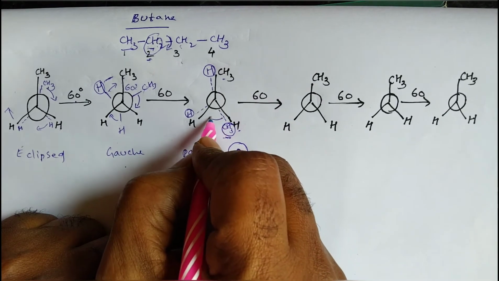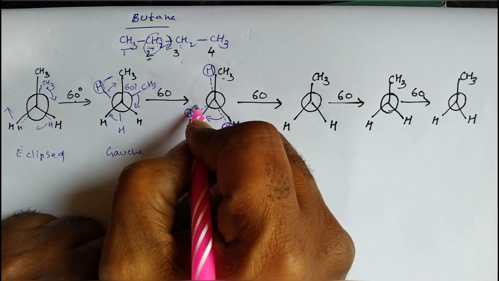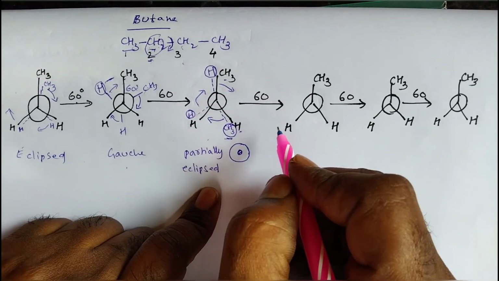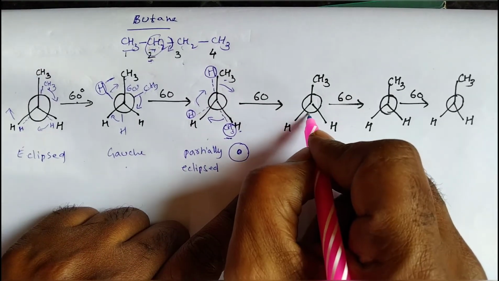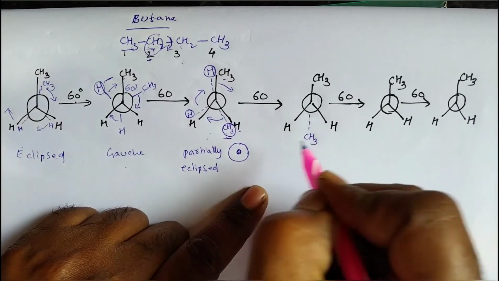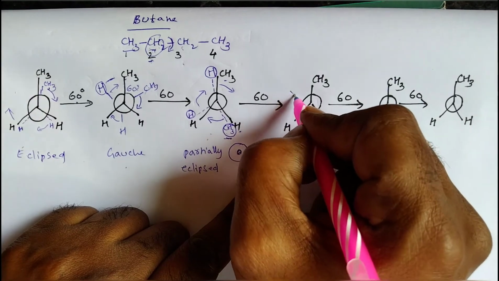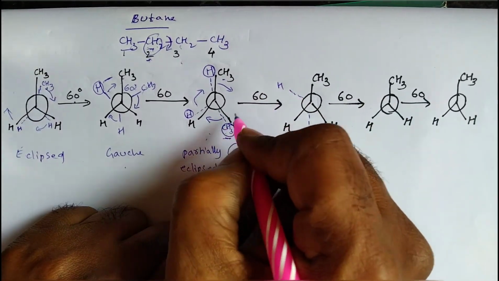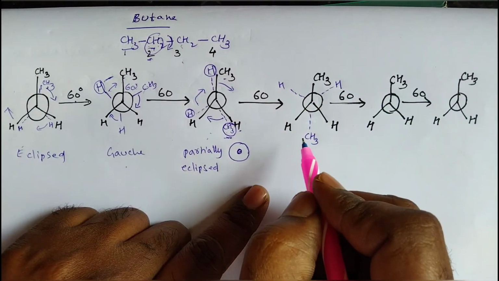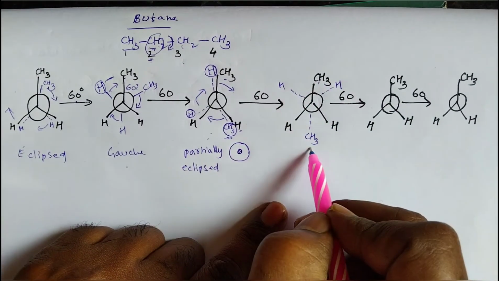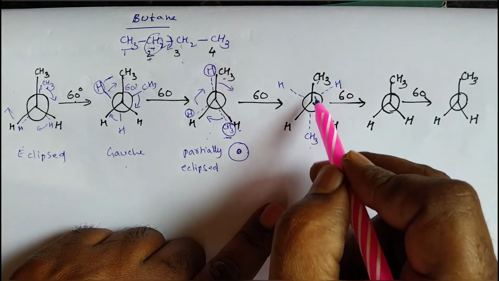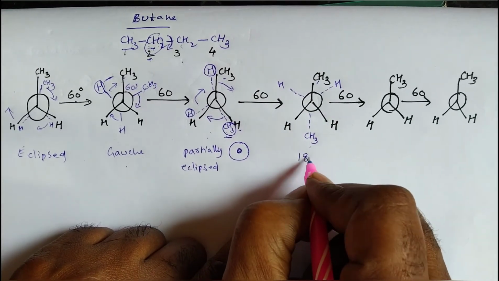When you do the 60 degree rotation again, this will come to this place, and this will move here, and this will come to this place. Again, with a 60 degree rotation, exactly CH3 will come here, and this hydrogen will go to this place, and this hydrogen will come to this place. Now the angle between this methyl group and this methyl group, the angle between two bulky groups, is 180 degrees.